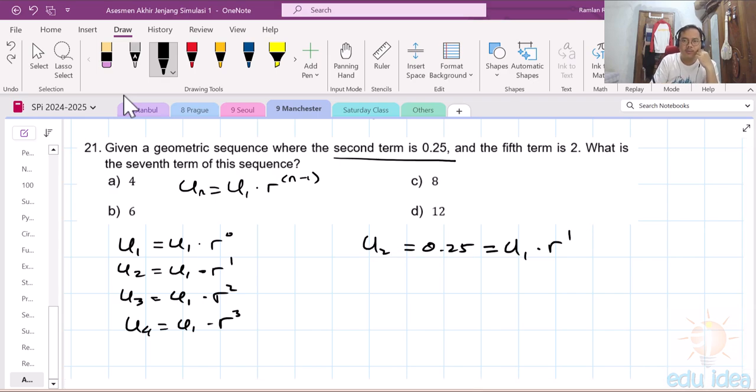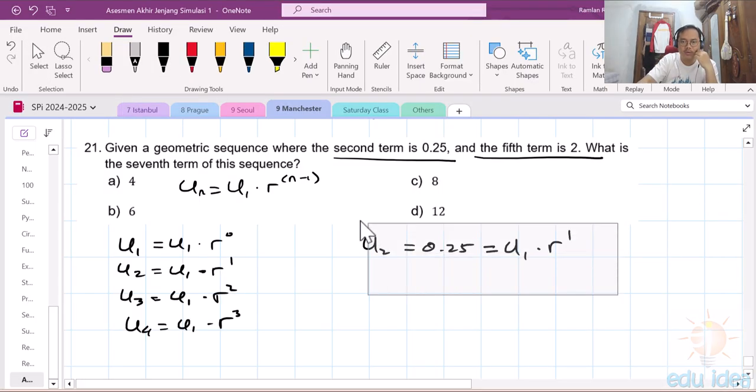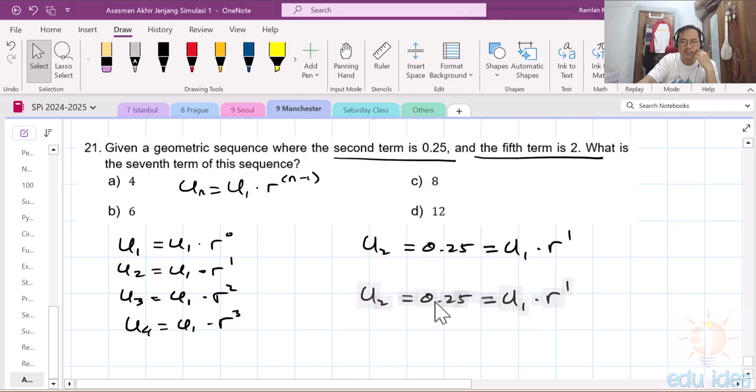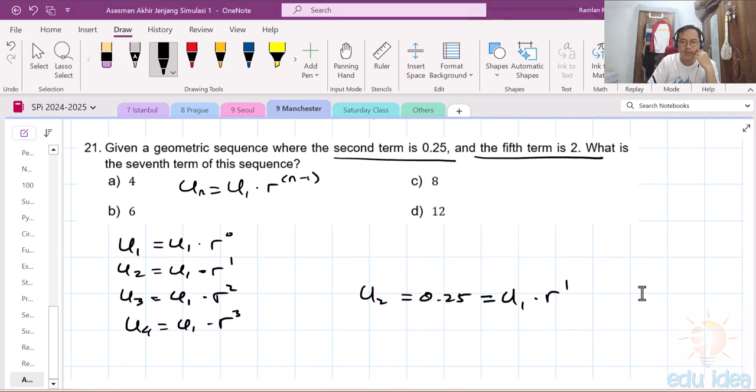Okay, same thing with this one here, the fifth term, which is u5, right? So I'm gonna write down u5. This time I'm gonna write down u5 up above this u2. Okay, u5, the fifth term, and that'll be equals to 2 here. And then that is actually the first term multiplied by r to the power of 4. Again, 5 and 4, right?